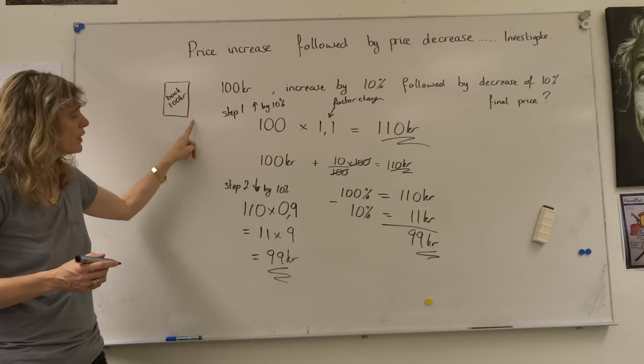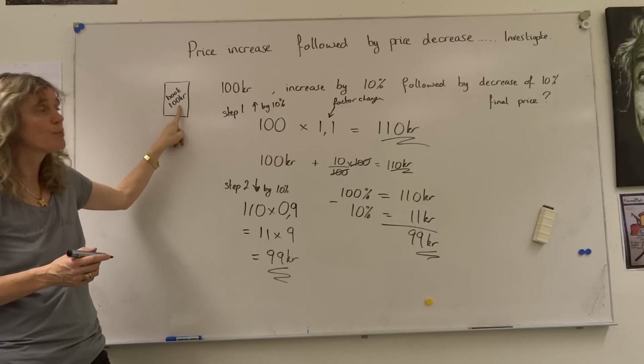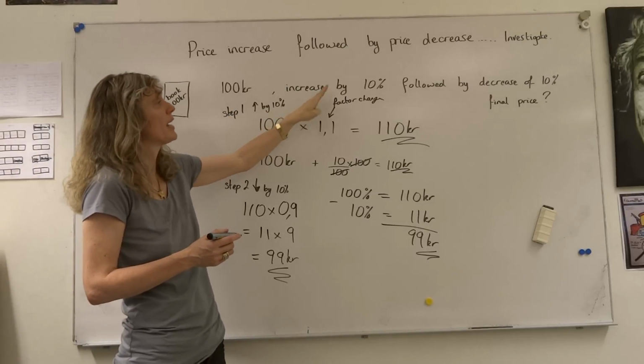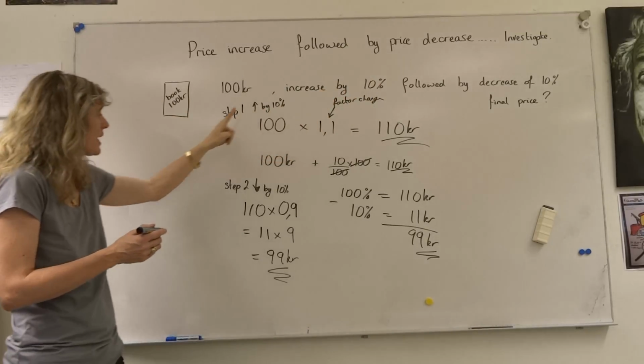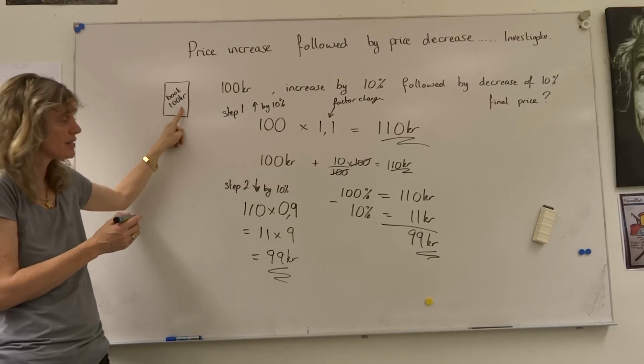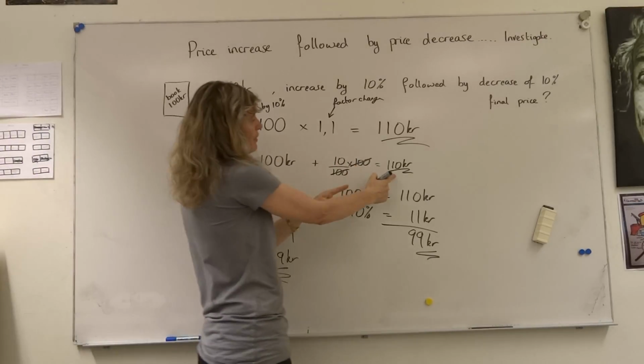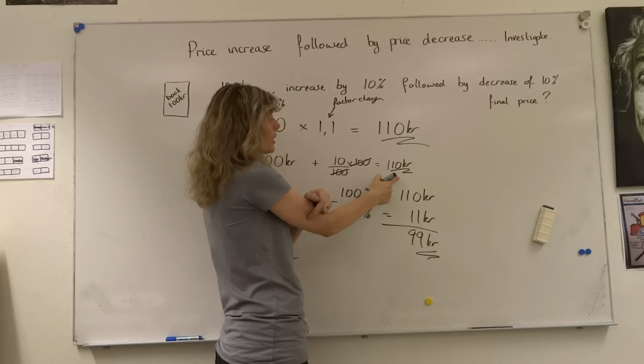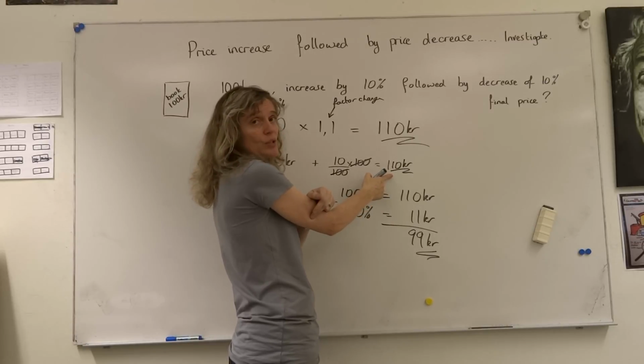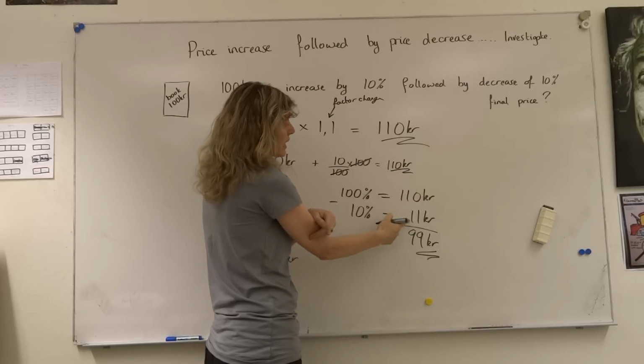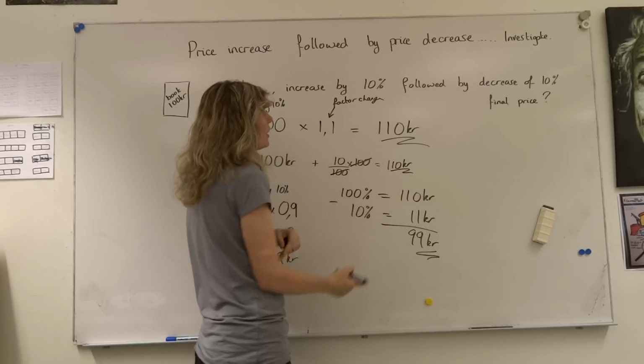But we notice we don't get back to the original price of the book. So an increase of 10% followed by a decrease of 10% doesn't give us the original book price. The book is more expensive now, so when we take off 10%, we're going to be taking off more than the 10 kronas we increased previously. We're actually taking off 11 kronas now.